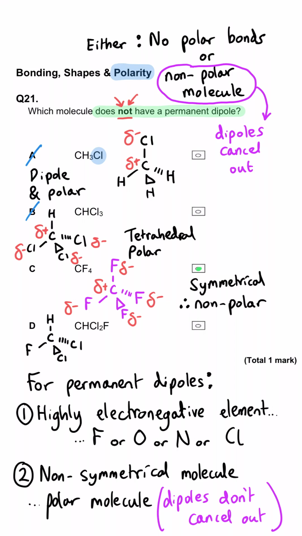And D has got 3 electronegative atoms, and so it will have 3 polar bonds, but this bond between carbon and hydrogen is effectively non-polar and certainly will have a different polarity to the other 3, and so this does have permanent dipoles, and it will be a polar molecule. So C is the correct answer.